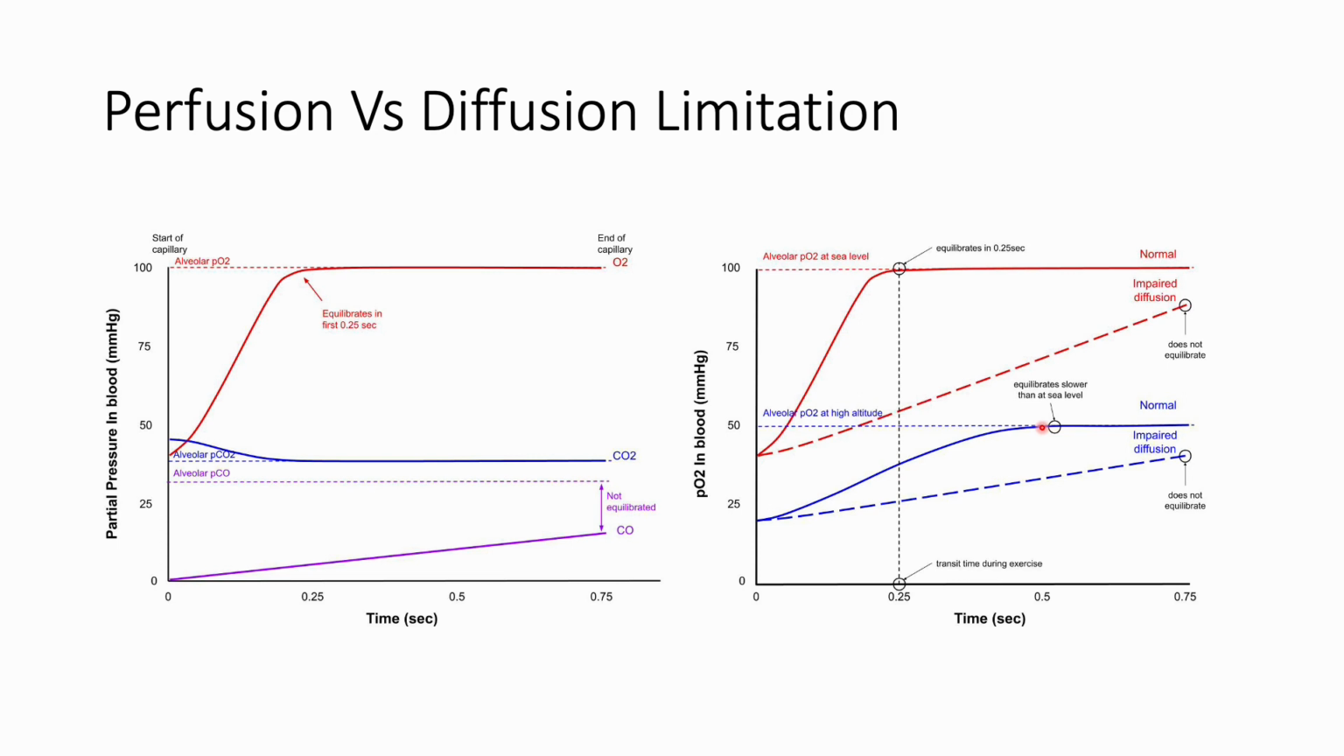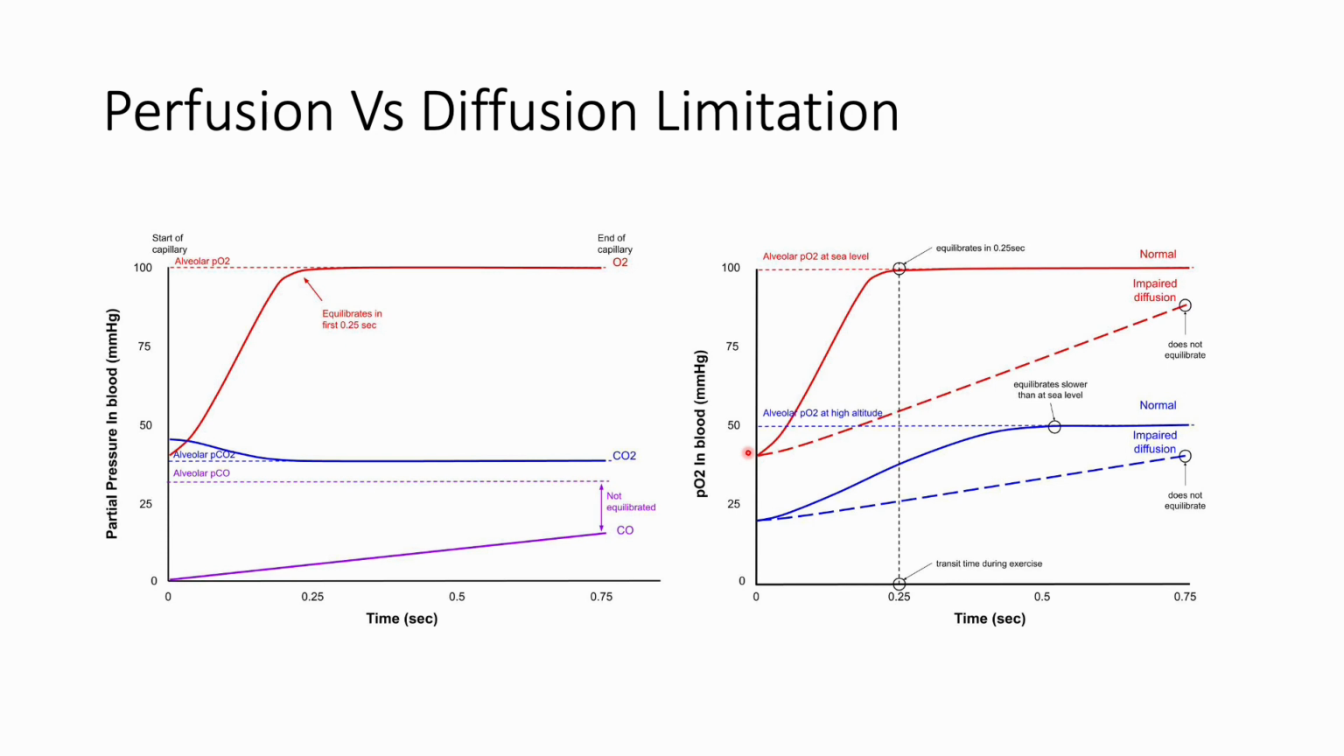So why is it slower for the pressures to equilibrate at high altitude? The common answer that's given by candidates is that it has to do with the reduced partial pressure gradient driving diffusion. And the argument is that the partial pressure difference is only 50 minus 20, so it's 30, rather than 100 minus 40, which is 60. And that's why it's slower.